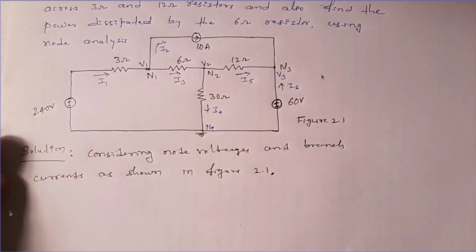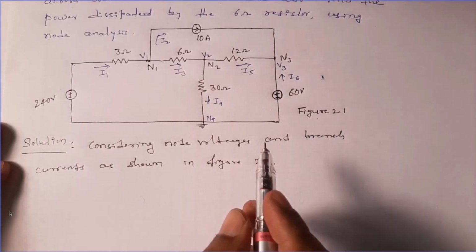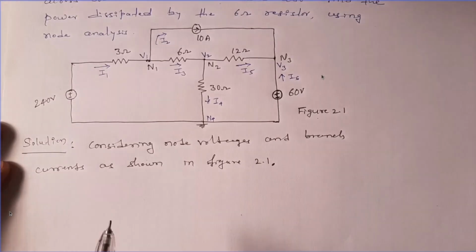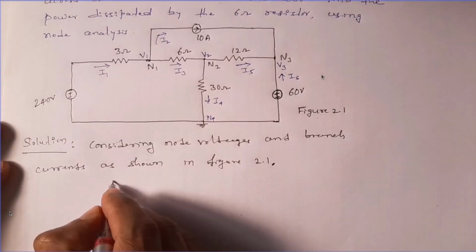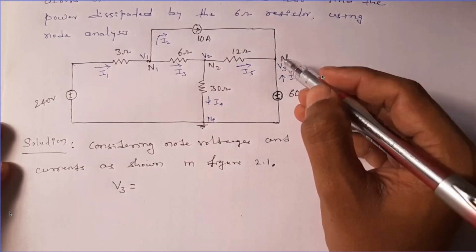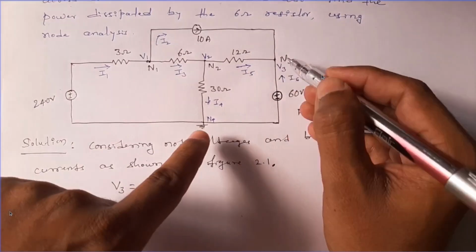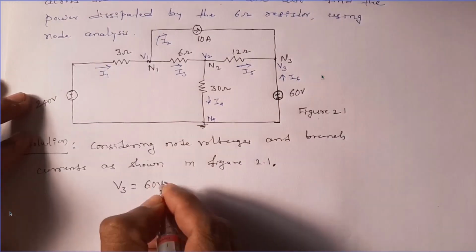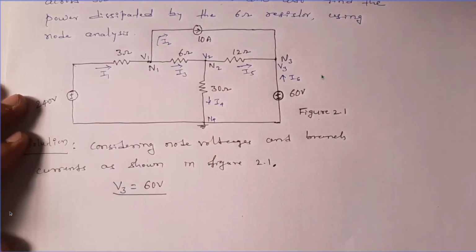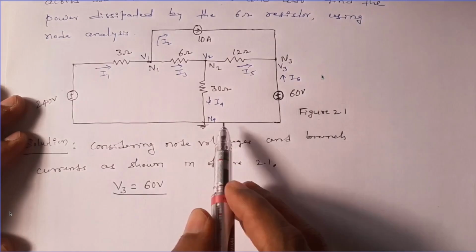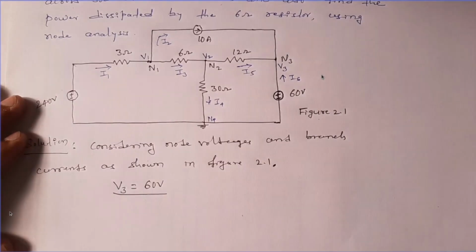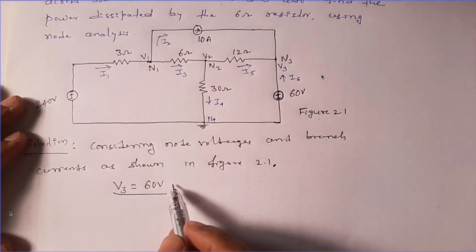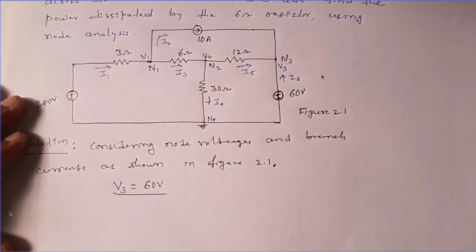Right? From this figure what we can write directly is V3. V3 is the voltage between N3 and N4, which is directly 60 volts. V3 is 60 volts. Right? How many equations will be there? Because there are 4 nodes, we require 3 node equations. Out of that, one we directly found. Means I need to construct 2 more node equations.